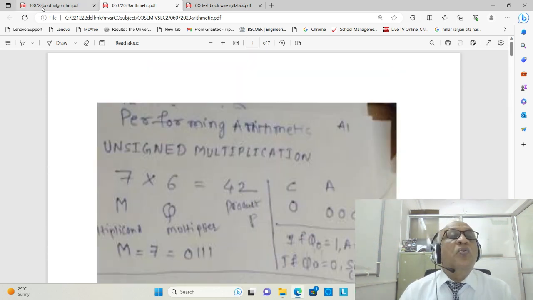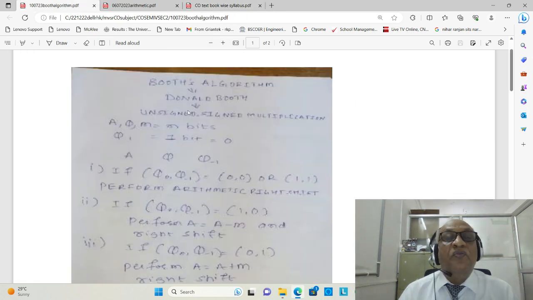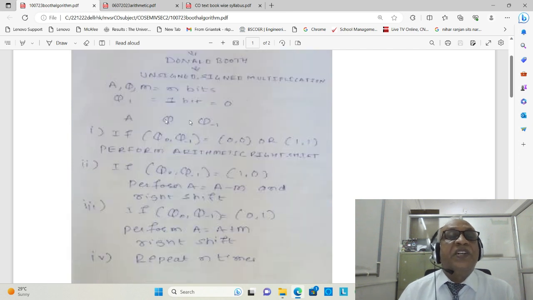Now we are going to look at Booth algorithm from unit 5. Booth algorithm will be focusing on signed multiplication. So the same registers are there, A is there, Q is there, M is there, and the size of A, Q, M, we know, is n bits. How many bits are used to represent the numbers?